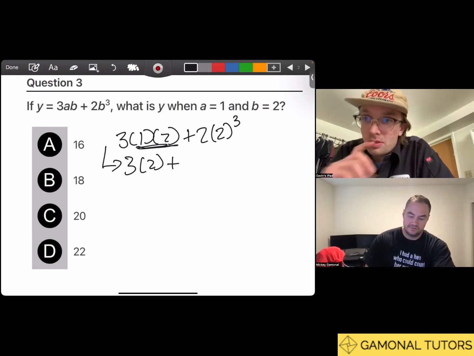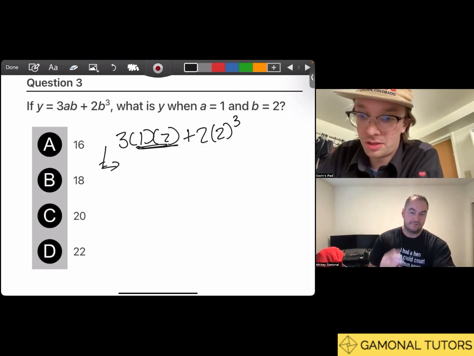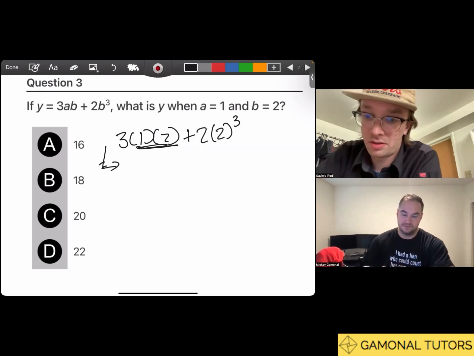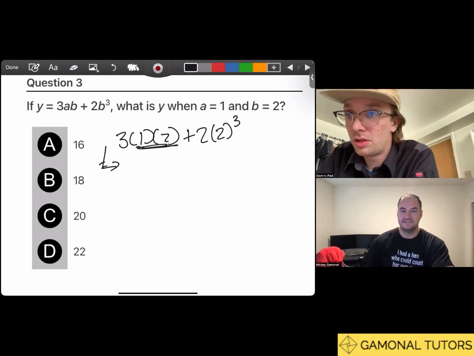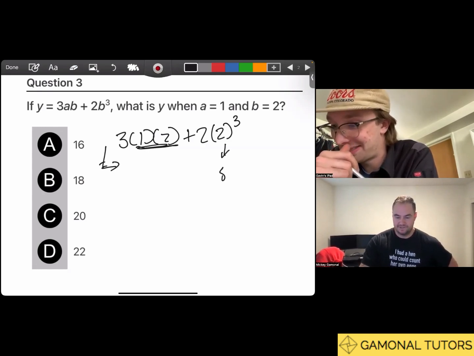So what we should start with, just so that we get, again, this is very technical, if we're doing it properly, the first thing we should do is exponents. So what do we do if we're doing that? The 2 to the third power becomes what? 8. Very good.